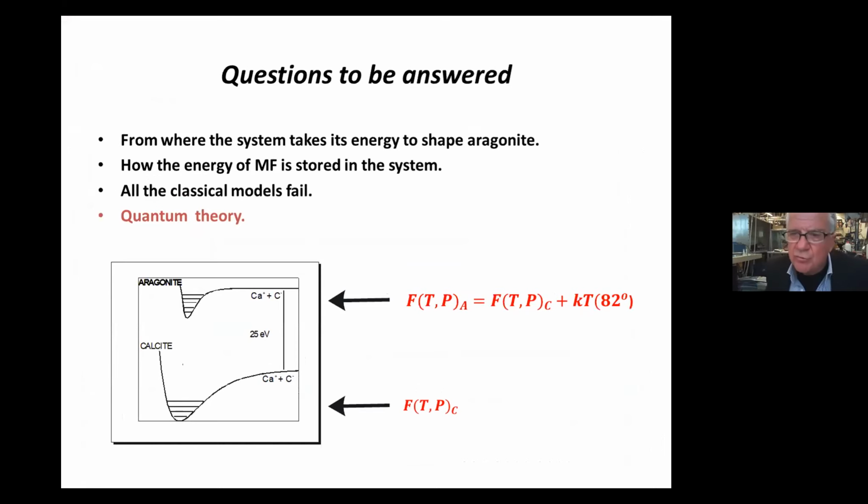The questions to be answered here arise from the energy positions of the ground electronic levels of calcite and aragonite molecules, which are separated by 255 Kelvin. Therefore, aragonite is impossible to form at room temperature. We have to answer, then, the question of where the system takes its energy to form the aragonite, and also how the energy is stored in the system.